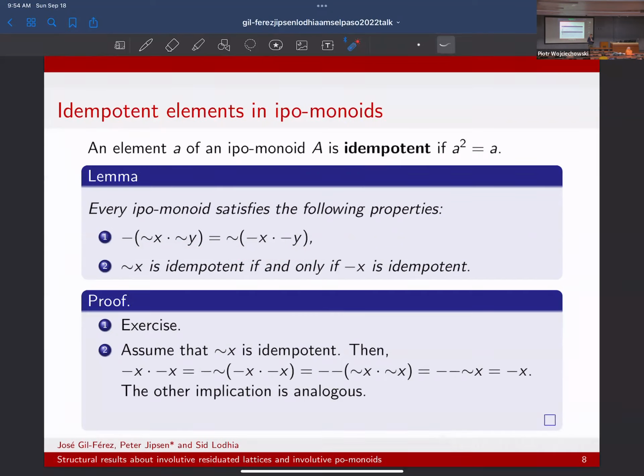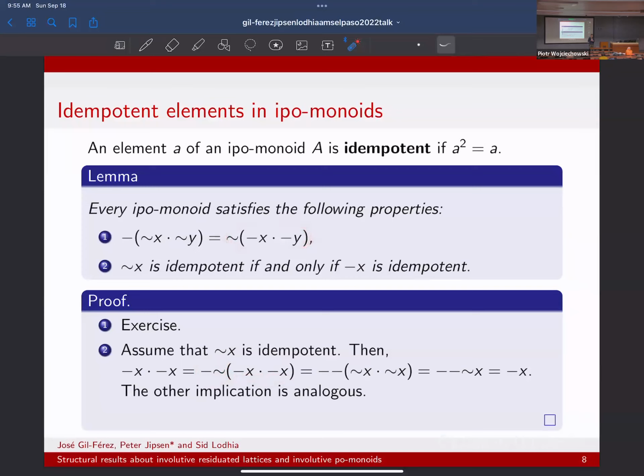And so the second property is that the idempotence of tilde x is equivalent to the minus x being idempotent. And then, for the first part, this is really a standard result. You could look in the book on residuated lattices. And for the second result, you can use part one in the middle here, and you just compute. You multiply minus x and minus x together. You put the minus tilde in front of it, and now you replace this tilde outside and two minus signs inside.